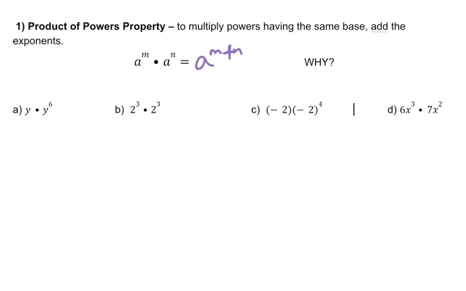So let me give you an example. If I had a squared times a to the third, well, via this property, it would be a to the fifth. Why does that work? Because this is like a times a times a times a times a. That's 1, 2, 3, 4, 5 a's, so that's a to the fifth. So it does work, okay?